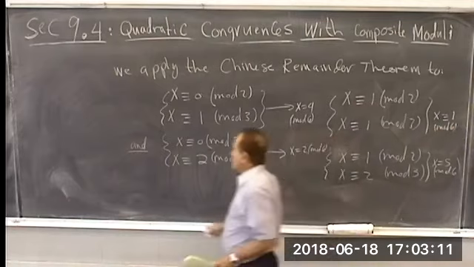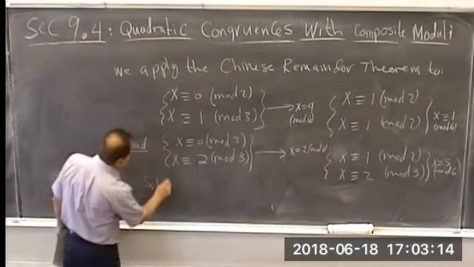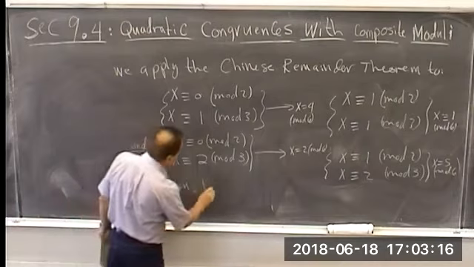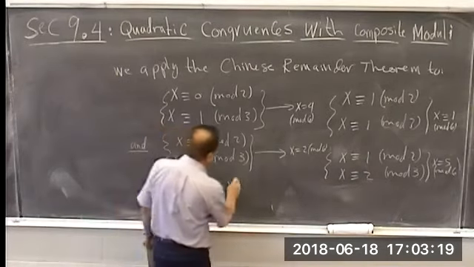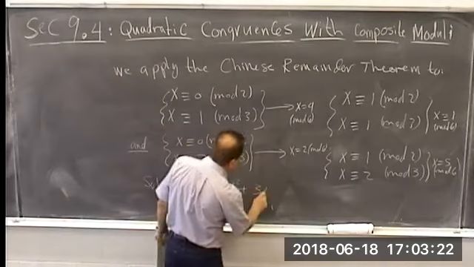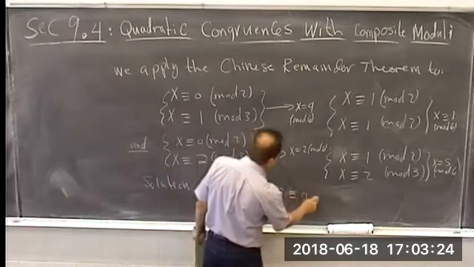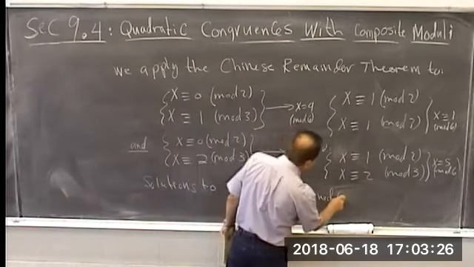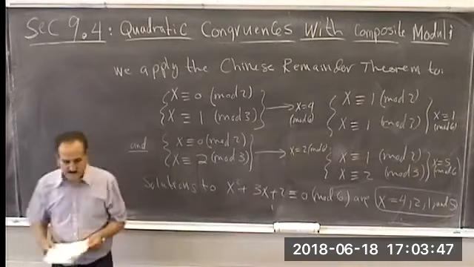So then the solutions to x squared plus 3x plus 2 congruent to 0 mod 6 are these numbers. And all these are incongruent. All right, 4, 2, 1, and 5. Which you can check by substitution and reducing mod 6.